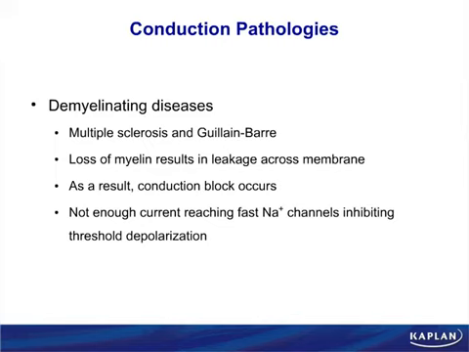Now, let's think about something. Multiple sclerosis, you tend to see spasticity, hyperreflexia. Guillain-Barré causes a flaccid paralysis. If they're both demyelinating diseases, how come I have opposite clinical signs? How can I go from hyperreflexia, spasticity of multiple sclerosis to a flaccid paralysis of Guillain-Barré? And I'm doing the same thing. I'm just demyelinating.